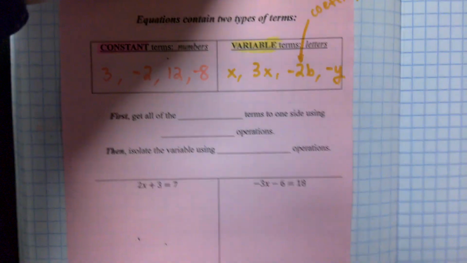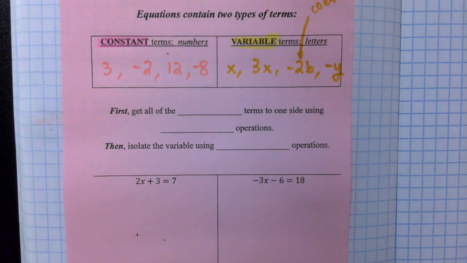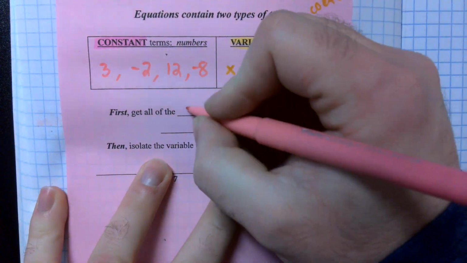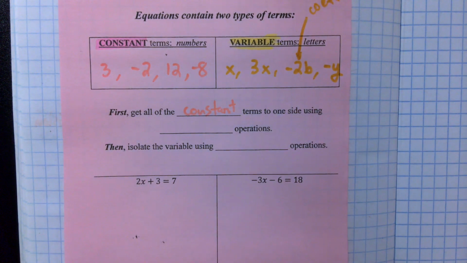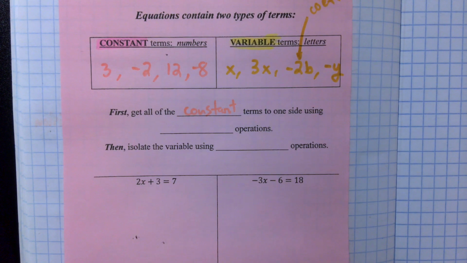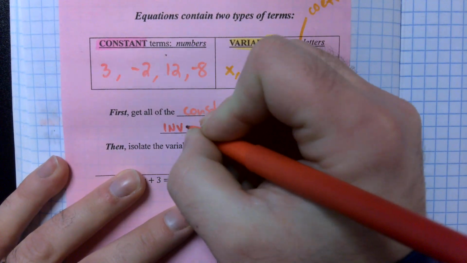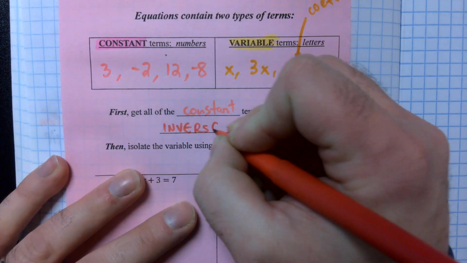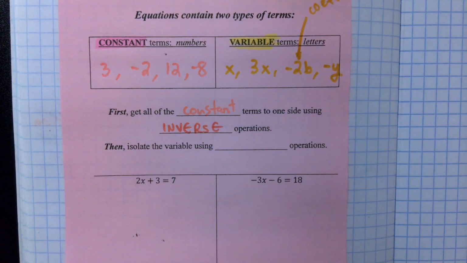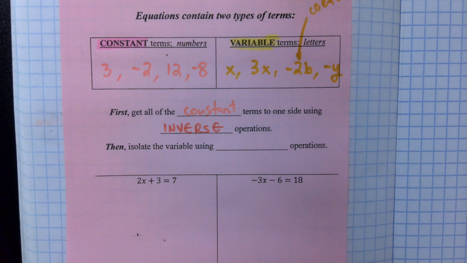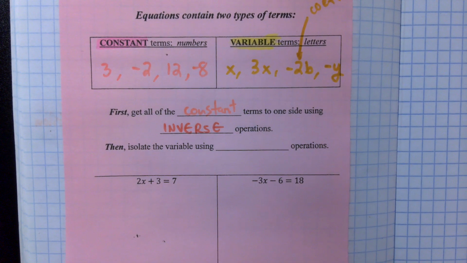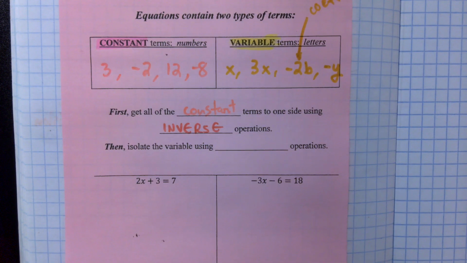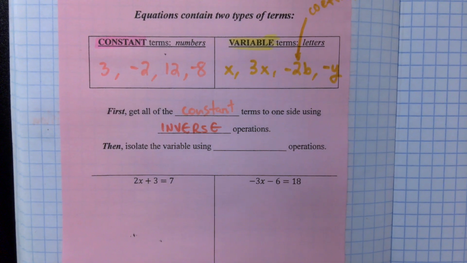So our process here is very simple. The first thing we want to do is get all of our constant terms to one side, usually the right side, using, like we said yesterday, inverse operations. We're going to get all of our lonely numbers over to one side by just doing the opposite of what we see.